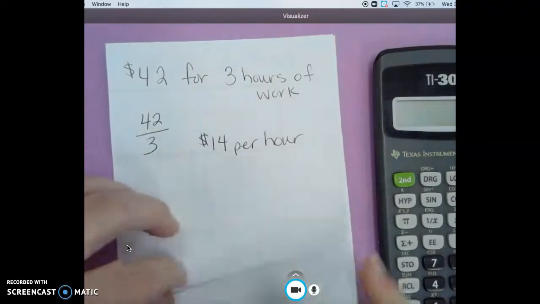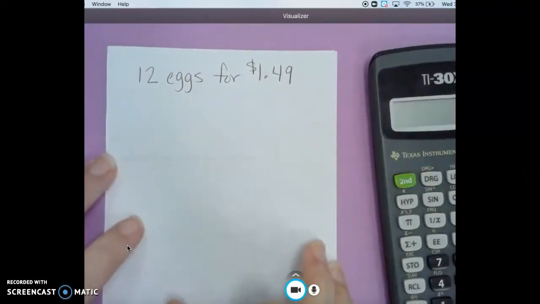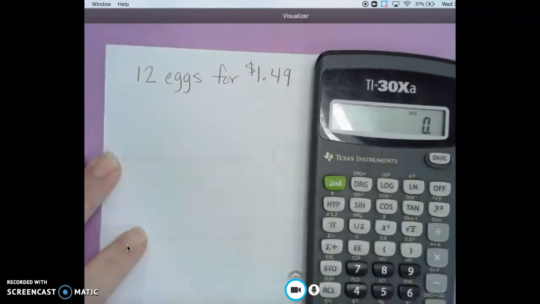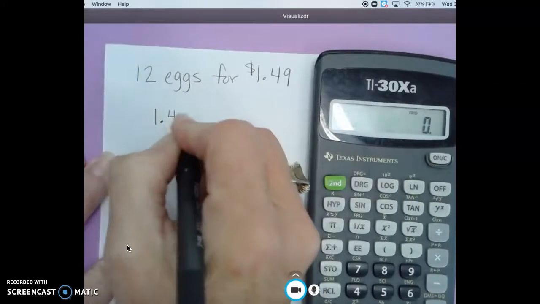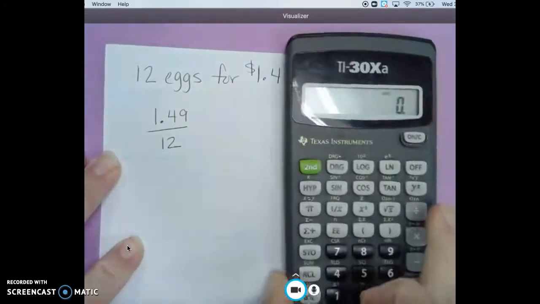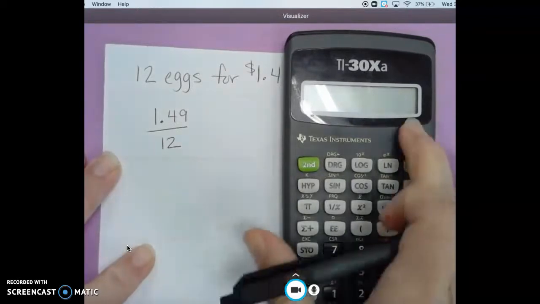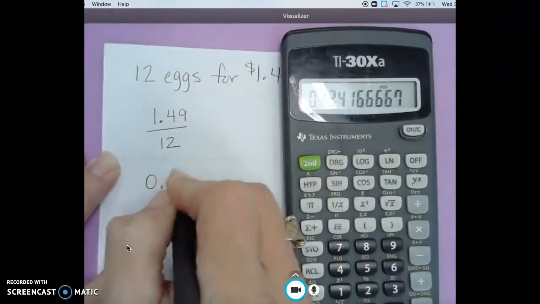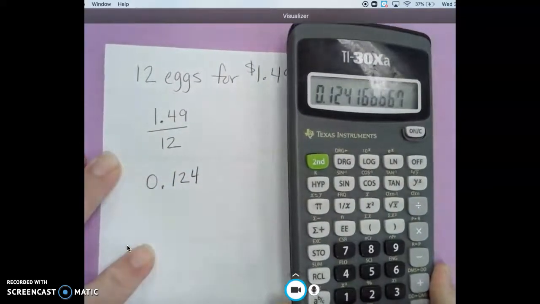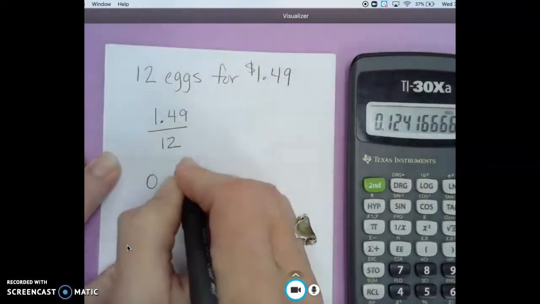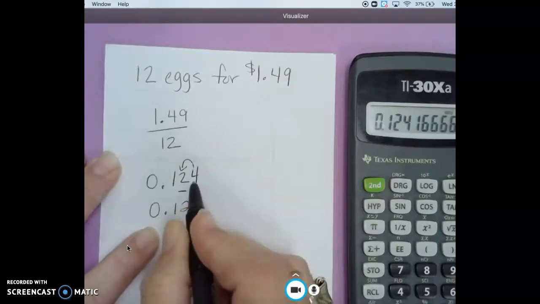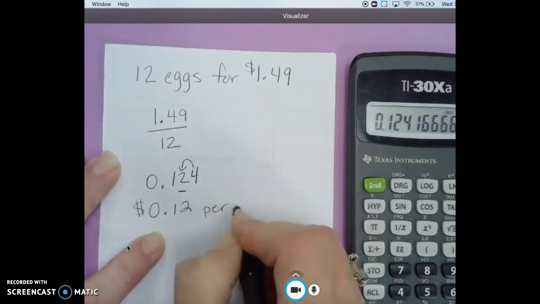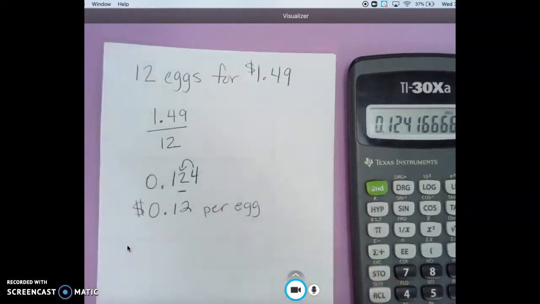So $14 per hour. Now let's say that we got a dozen eggs, so that's going to be 12 eggs, and it cost $1.49. Remember, money always comes first when we're talking about unit rate. So $1.49 divided by 12 is going to give me 0.124. So now if I round to the nearest hundredths, that's my cent. That's going to be 0.12. Remember, 4 leaves it alone. So I'm going to put my dollar sign, 12 cent per egg. So when I buy that dozen, each egg in that dozen cost 12 cents.